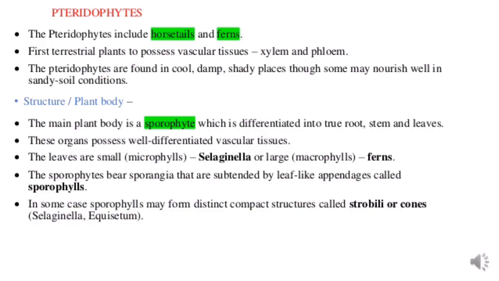The sporophytes bear sporangia that are subtended by leaf-like appendages called sporophylls. In some cases, sporophylls may form distinct compact structures called strobili or cones, for example Selaginella and Equisetum.